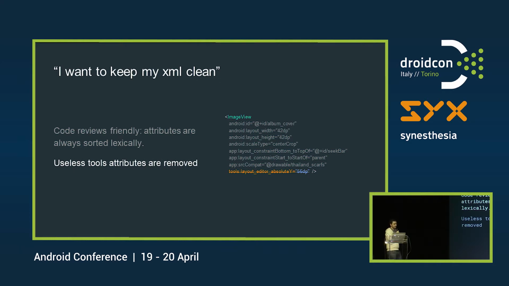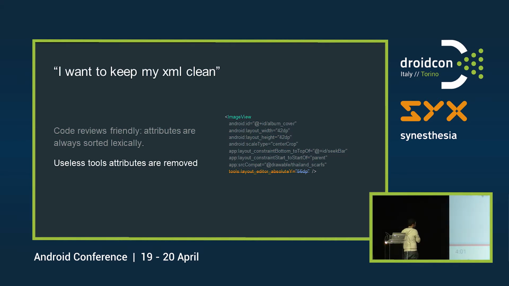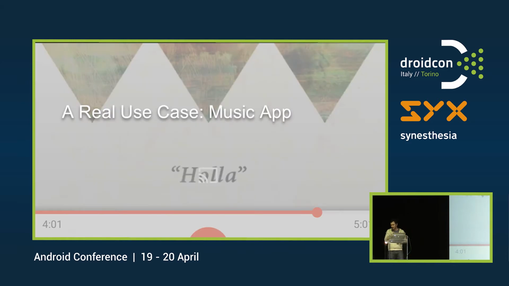But that's not the only thing that we do when you are actually changing your layout with the layout editor. When you have attributes that you don't need anymore, so if you convert from one view to another and we see that you have attributes that are not needed anymore, we'll remove them. So you will end up with a cleaner XML. So Vadim is going to walk you through an example of how to use it.